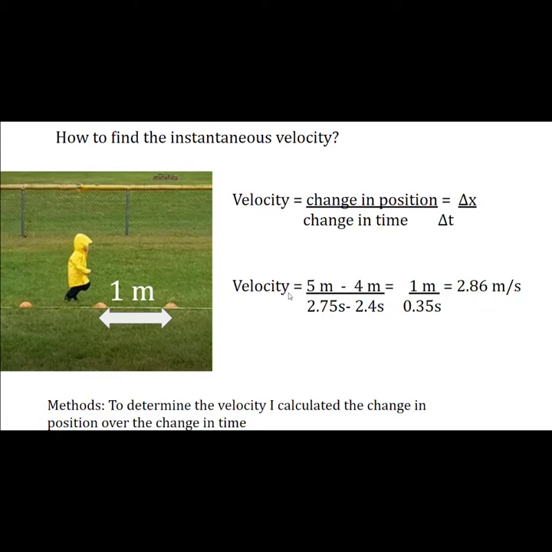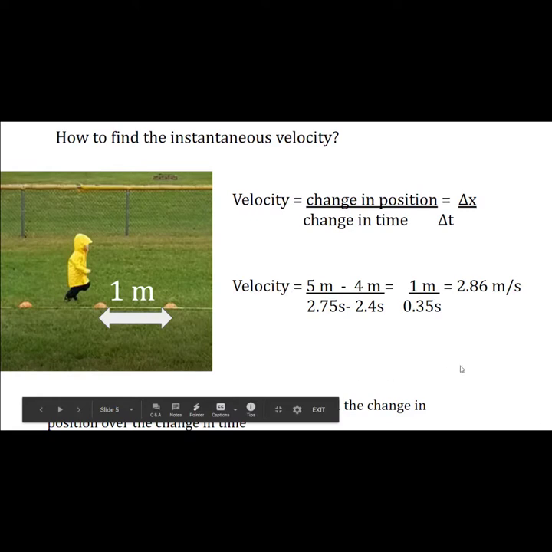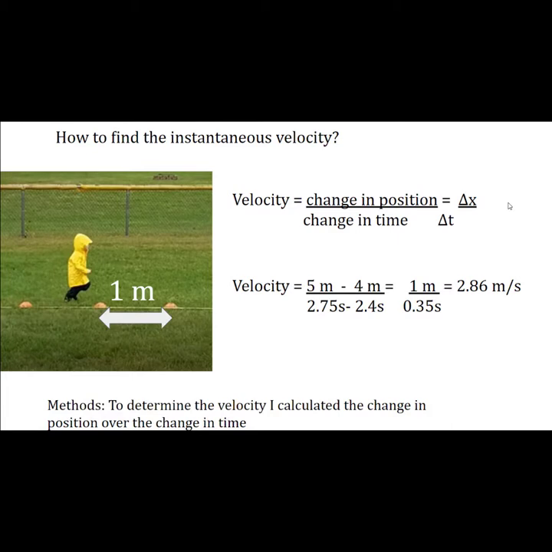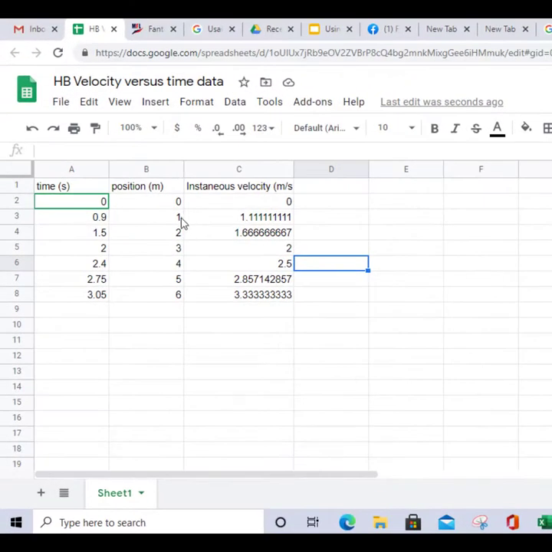Now, this is just her velocity over this time period. That's just her instantaneous velocity between here and here. The smaller those positions are, the closer we can get. But we can calculate her instantaneous velocity to be this, 2.86 meters per second here. So if you were to write in your methods, you would say, to determine the velocity, I calculated the change in position over the change in time. I did this calculation. I figured out what the change in positions over the changes in times are going to be for each position.